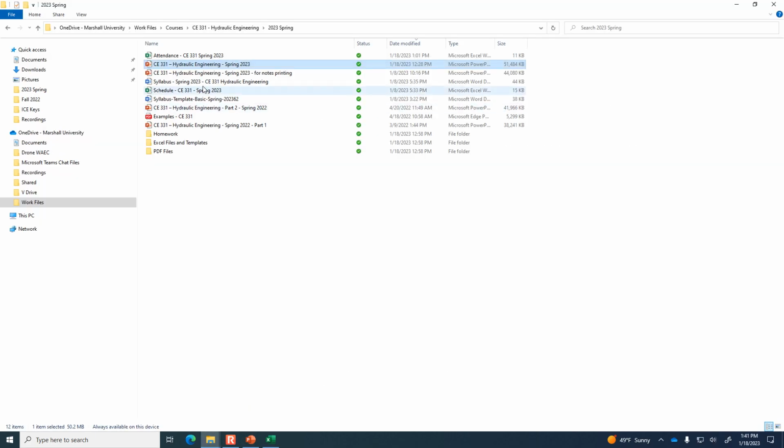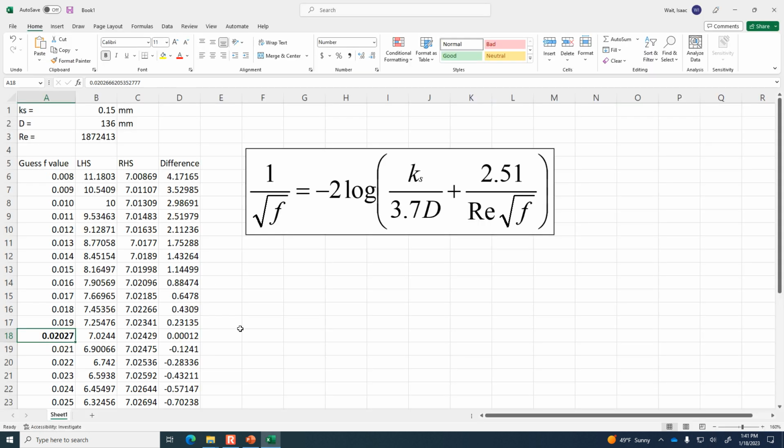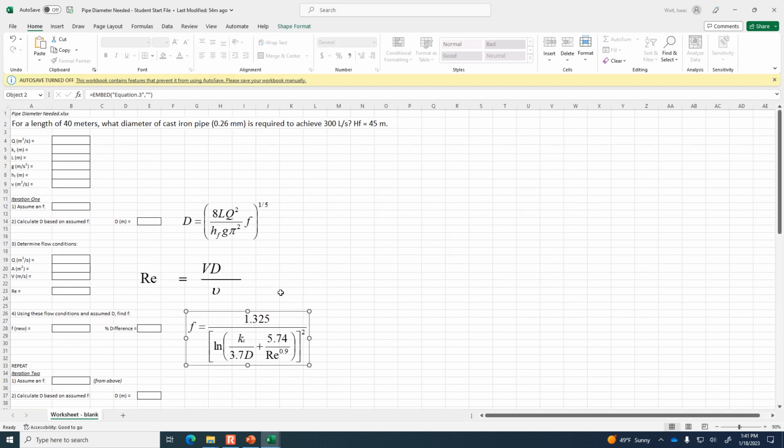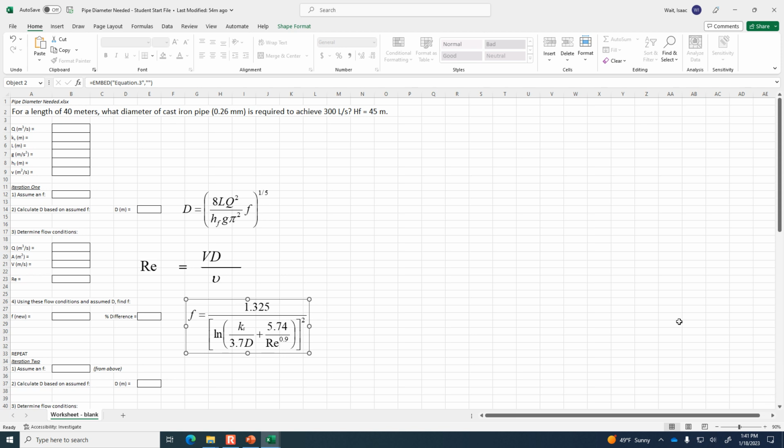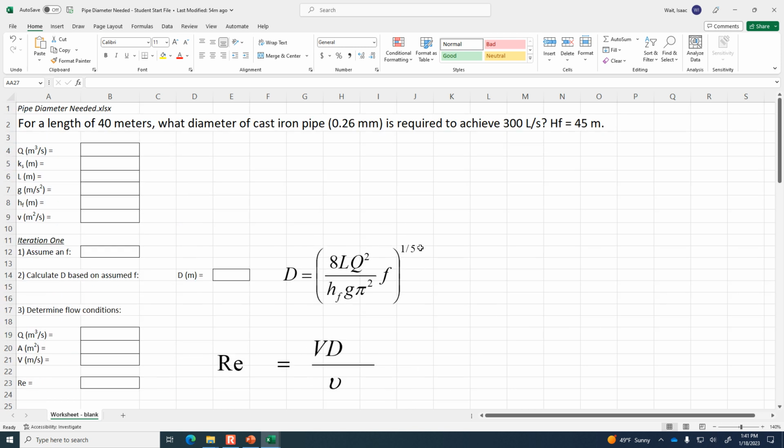Okay, so open up the pipe diameter needed file that you can find on Blackboard. If you don't have your computer or if you don't want to follow along, that's okay. No problem, just watch. That file is there and you can go through this anytime. The video is going to be on Excel, so if I jump over some step too quickly, you can find it later.